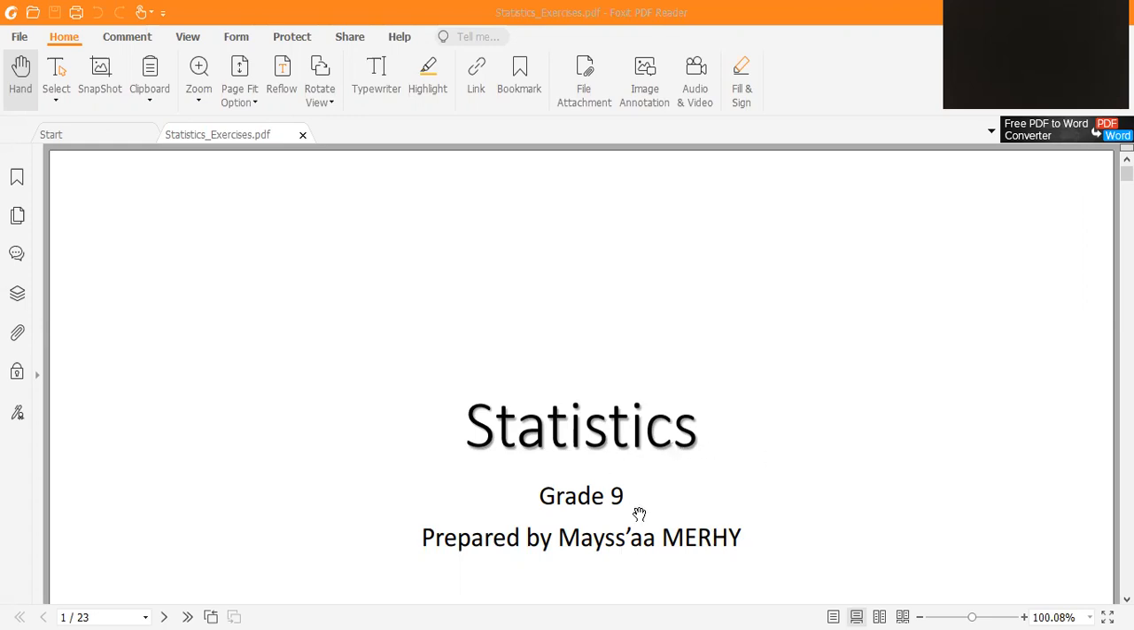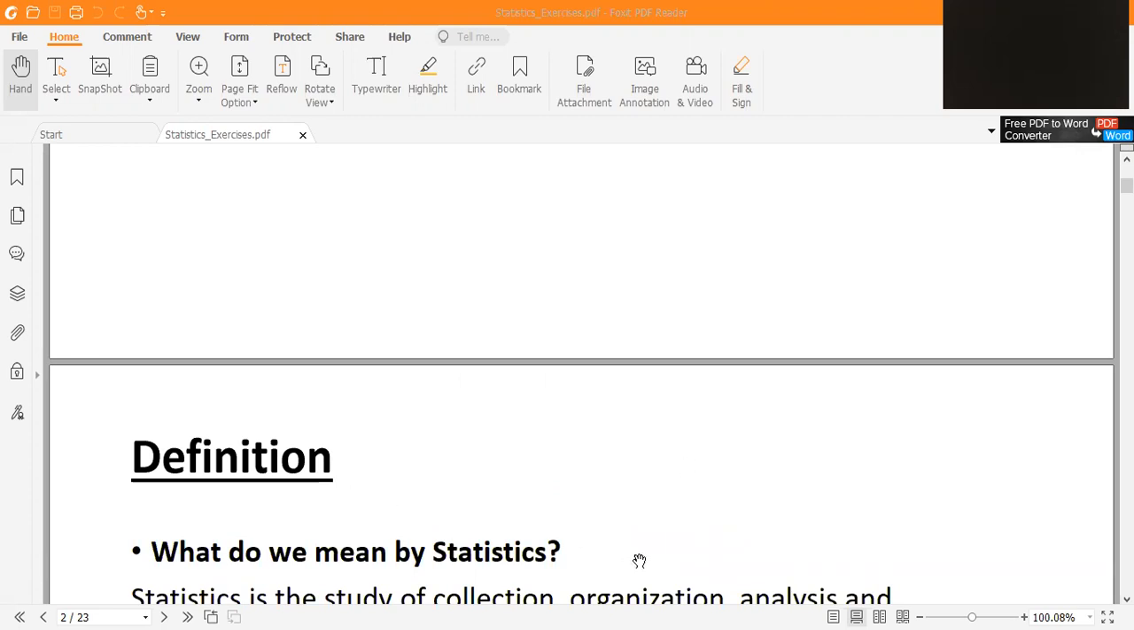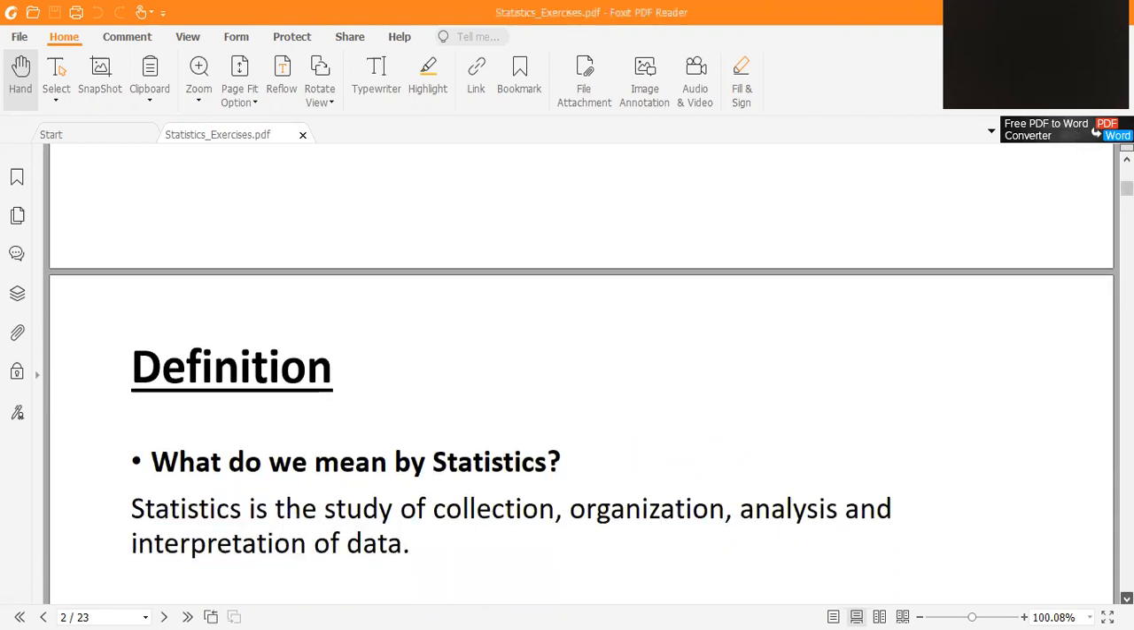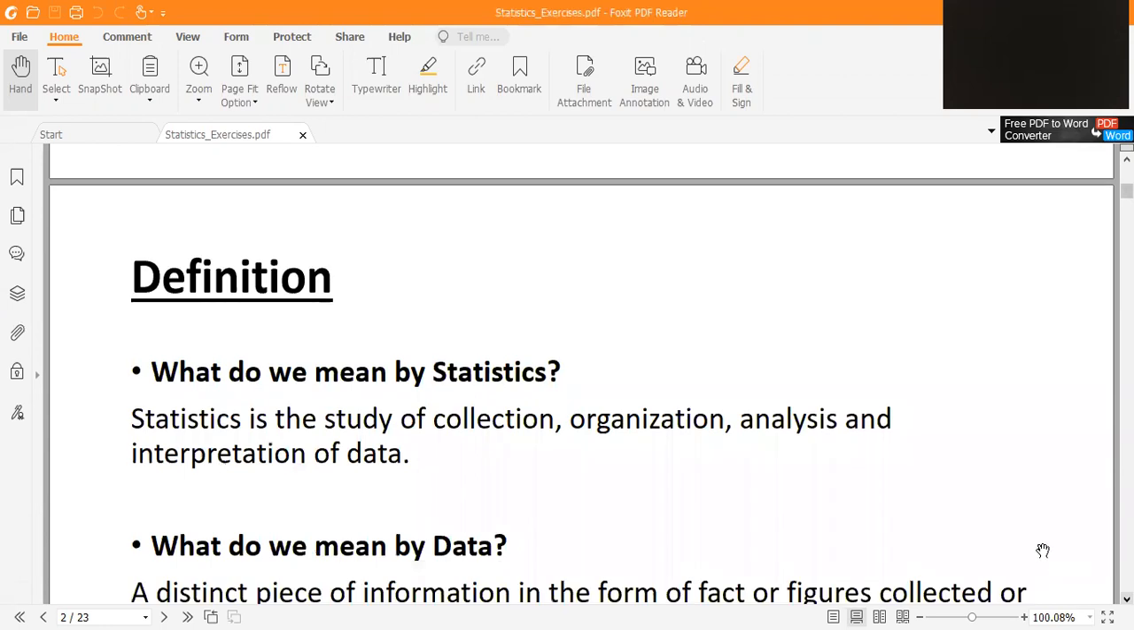We will start with the statistics topic. By definition, what do we mean by statistics? Statistics is the study of collection, organization, analysis, and interpretation of data. We have a topic, we have a question, we do a survey, and the result is a collection of data. We want to organize this collection of data, and then analyze and interpret it.